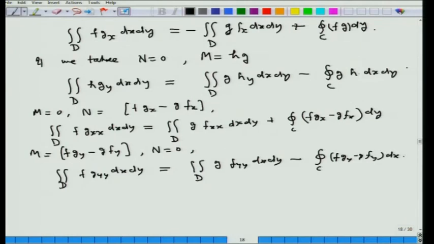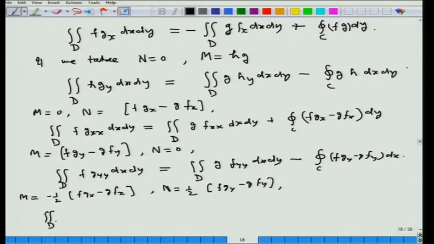And for the mixed kind of thing, we can take M equal to minus half (f g_x minus g f_x) and N equal to plus half (f g_y minus g f_y). We get this double integral over D of f g_xy dx dy, and now this integral is shifted onto f.